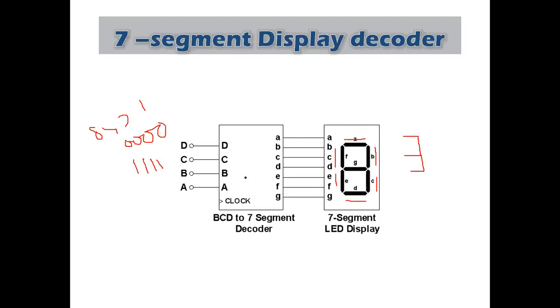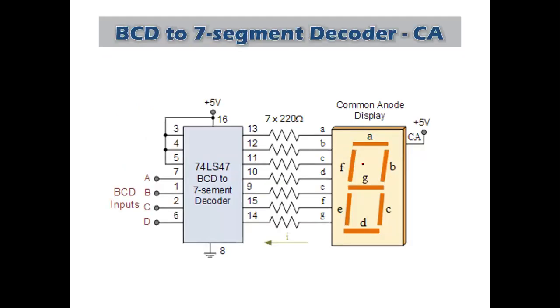So what this decoder will do is, whatever input you apply will be converted for understanding of the 7 segments. So this is common anode. I have connected the VCC to plus 5 volt, and which is the IC here? 7447 is the IC used to change all your BCD inputs.